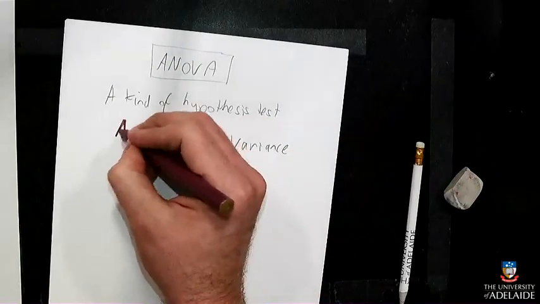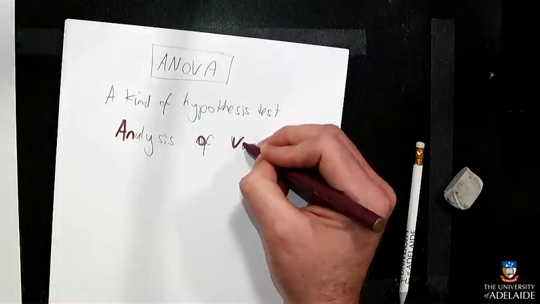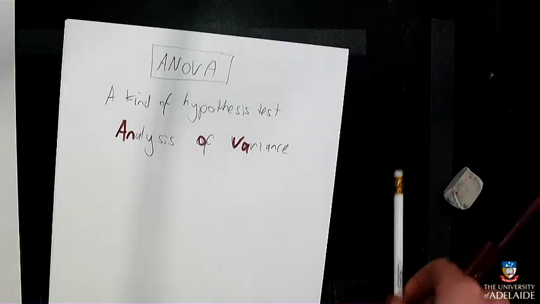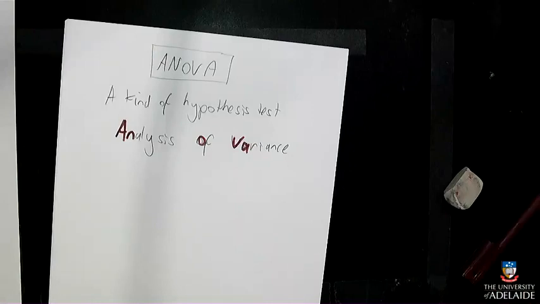So like ANOVA, which is actually rather an interesting way to turn this into an acronym, I find. It's short for analysis of variance. And interestingly, the actual way of doing a one-way ANOVA in R is to go AOV instead of ANOVA, but you can do ANOVA as well, but that's reserved for something else. So it's a bit confusing in R, actually.